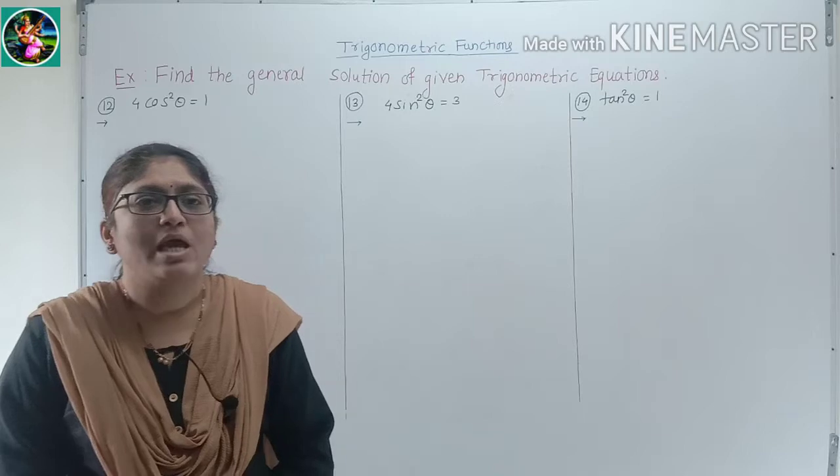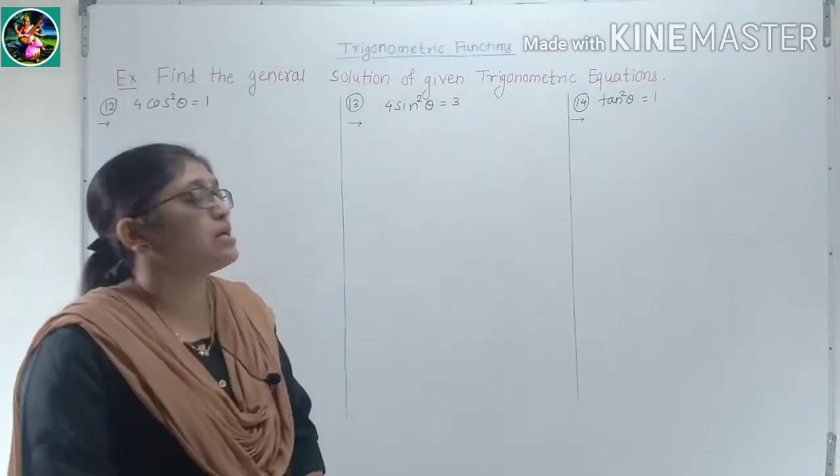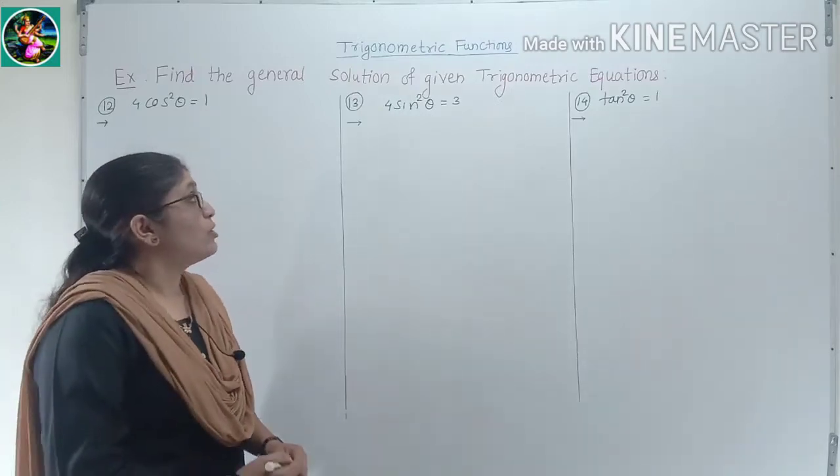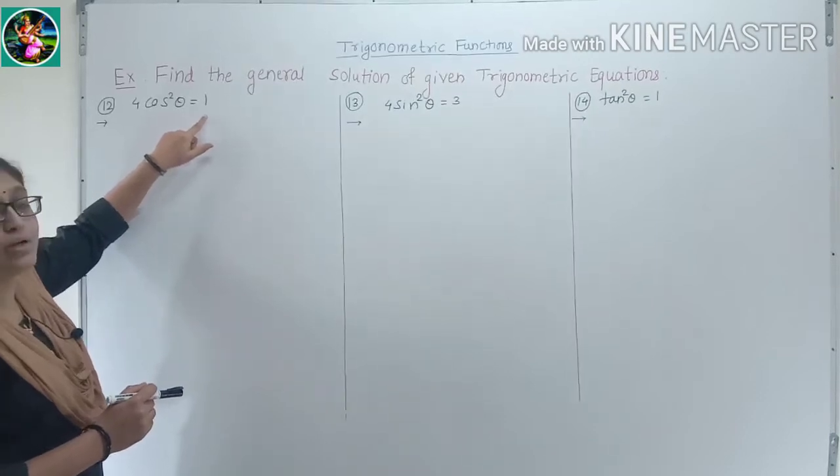Last session we have seen some examples. Today also we are going to solve some examples on general solution. Okay, first one, that is 4 cos square theta is equal to 1.